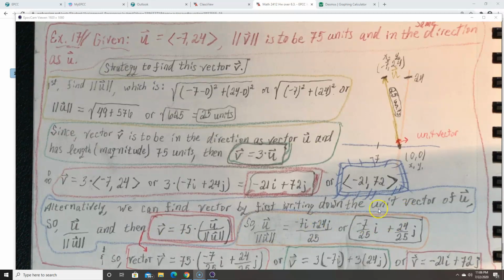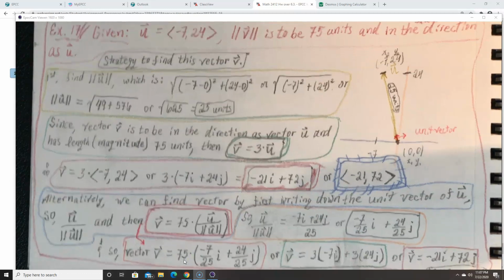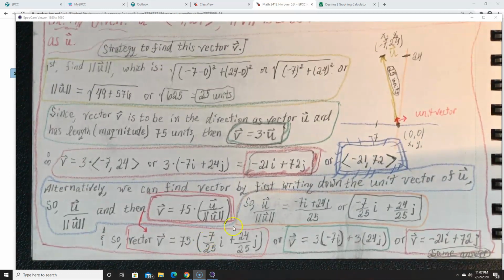So now take this little unit vector, the red one here, and the new vector v is 75 times the red unit vector. It's the unit vector from vector u, so 75 times negative 7 over 25 i plus 75 times 24 over 25 j.